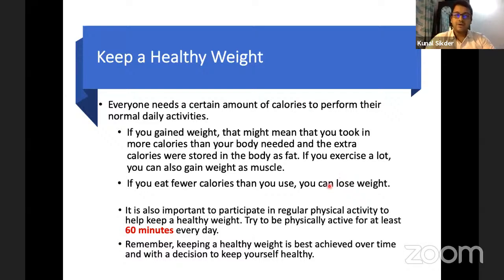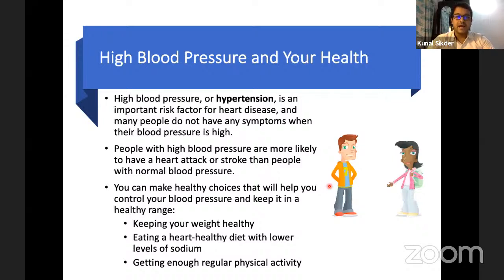So the next important thing is high blood pressure. Hypertension is one of the most important risk factors for any kind of heart disease. We know this. People with high blood pressure are more likely to have a heart attack or stroke than people with normal blood pressure. So you can make healthy choices that will help you control your blood pressure, like keeping your weight healthy, eating a heart healthy diet, as I mentioned earlier, and getting enough regular physical activity.